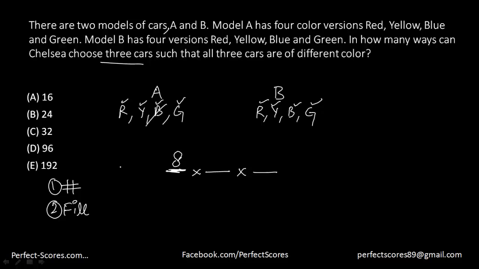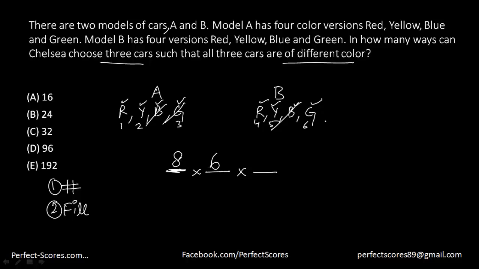Let's suppose she chooses the blue car. If she has chosen a blue car from model A, the blue car from model B would go away because all the cars should be of different colors. So now how many options is she going to have? She's going to have 1, 2, 3, 4, 5 and 6. That means now she has 6 different options in which she can choose her car.